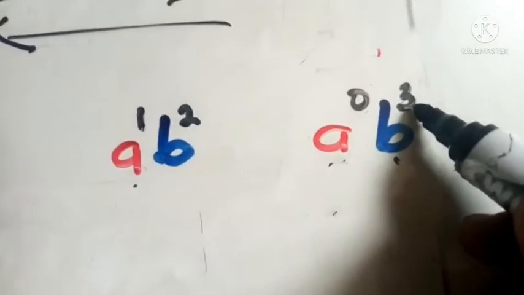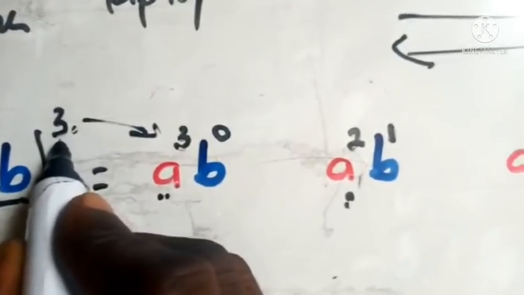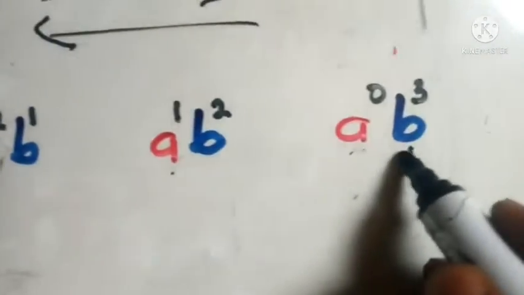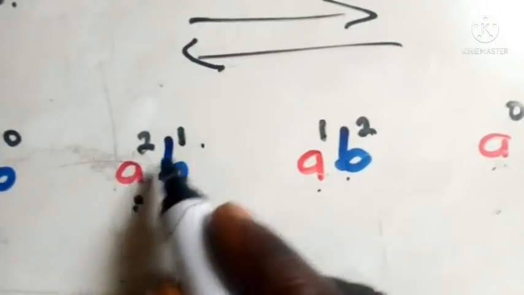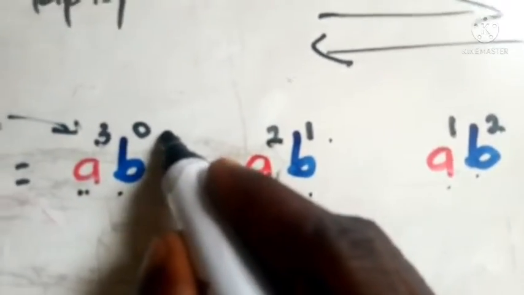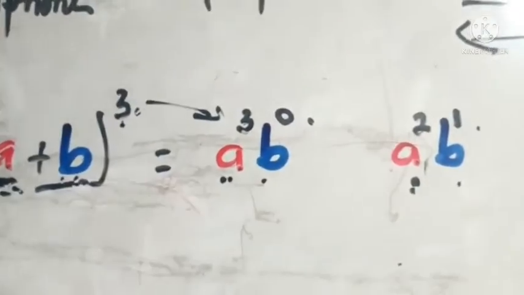So the exponent is 3. This 3 is coming from this exponent here. So b exponent 3, and then b exponent 2, b exponent 1, then b exponent 0. Those a and b can be any number. We will look at an example very soon.